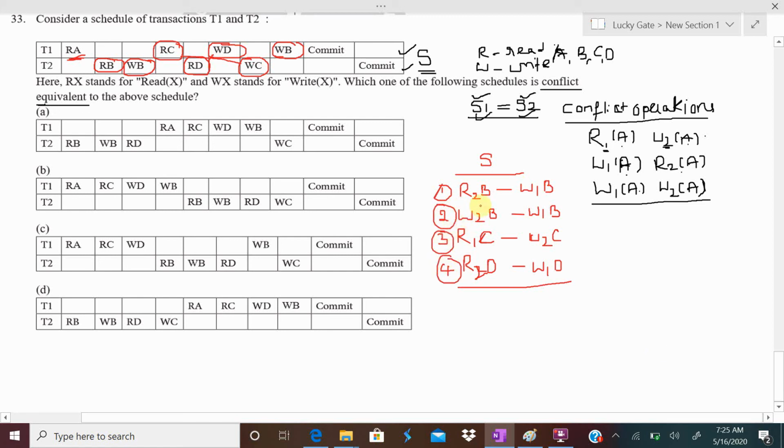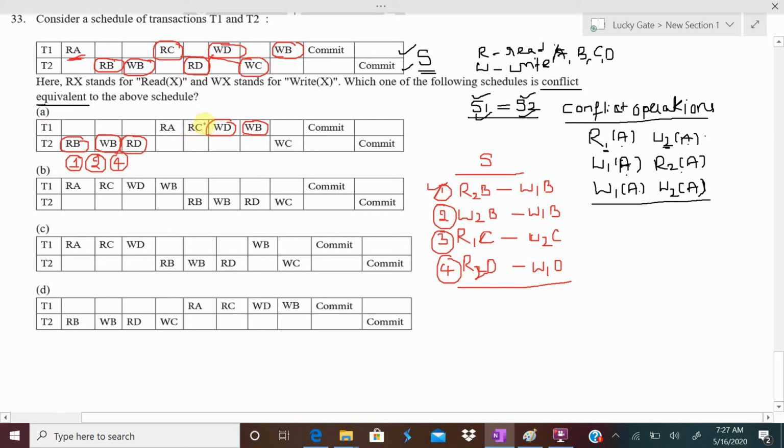If the same 4 conflicts are in any of the options, then that option is called a conflict equivalent schedule. Check with option A. Read 2B is going to conflict with write 1B. Read 2B, write 1B. This is conflict 1, so this option has the first conflict of the given schedule. Now write 2B is also in conflict with write 1B. That is write 2B, write 1B, the second conflict, also there. Now read 2D is going to conflict with write 1D. That is the fourth conflict, also there in option A.